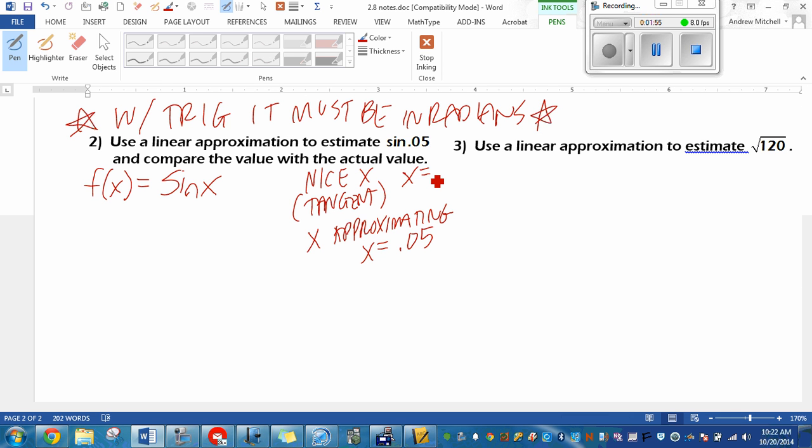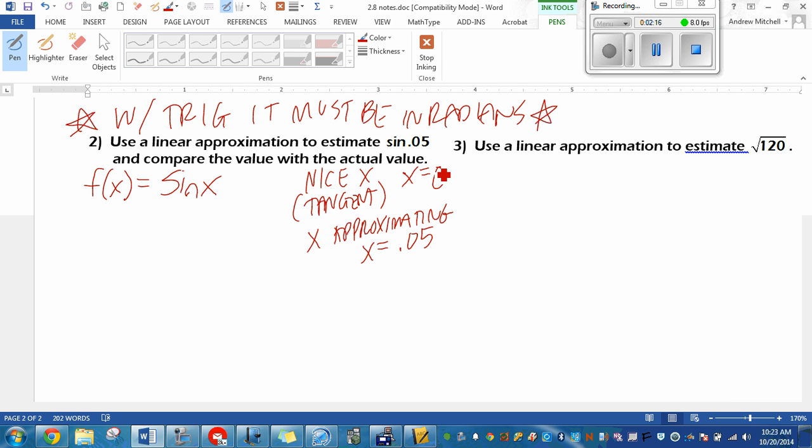Something a lot closer than 1. And we can't do sine of 1 either. It's not on the unit circle. Think smaller. 0. Right? 0.05 is pretty close to 0. We can figure out sine of 0. Right? So we want to figure those things out first.